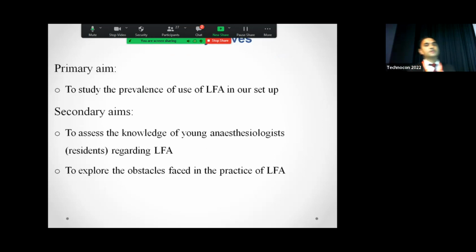In the observational study which I did during my academic year, the primary aim was to look for the prevalence of use of low flow anesthesia in our setup, and the secondary aim was to assess the knowledge of young anesthesiologist residents regarding low flow anesthesia and to explore the obstacles faced in its practice.